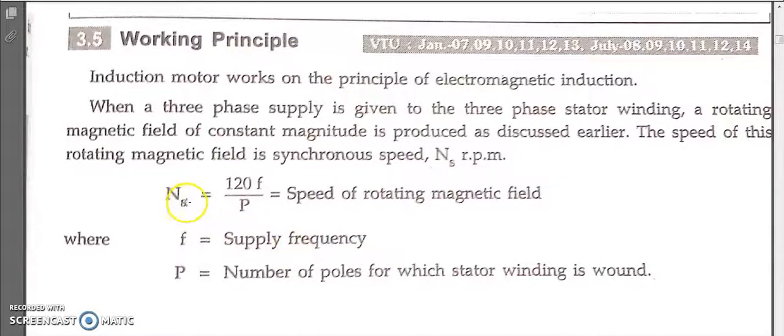So why are we calling it synchronous speed? You can see it is represented as ns. It is always present in the stator. You can ask the question, since the stator is stationary, then how does this ns come into the picture? Okay, we shall see that in the later part, the synchronous speed and all. Why are we calling it rotating, even though your stator is stationary?